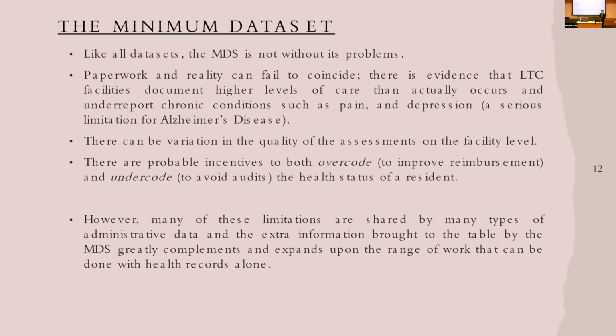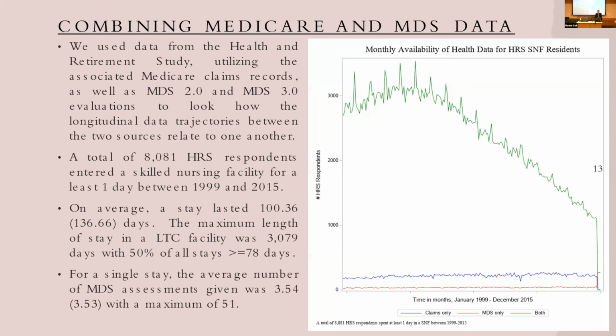Audits are also bad. They have tendencies to overcode procedures that get you more money, but undercode procedures and health statuses that get you in trouble with the government, who comes in and starts checking your nursing home. However, many of these limitations are shared by many types of administrative data, and the extra information brought to the table by the MDS greatly complements and expands on the range of work that can be done with health records alone.